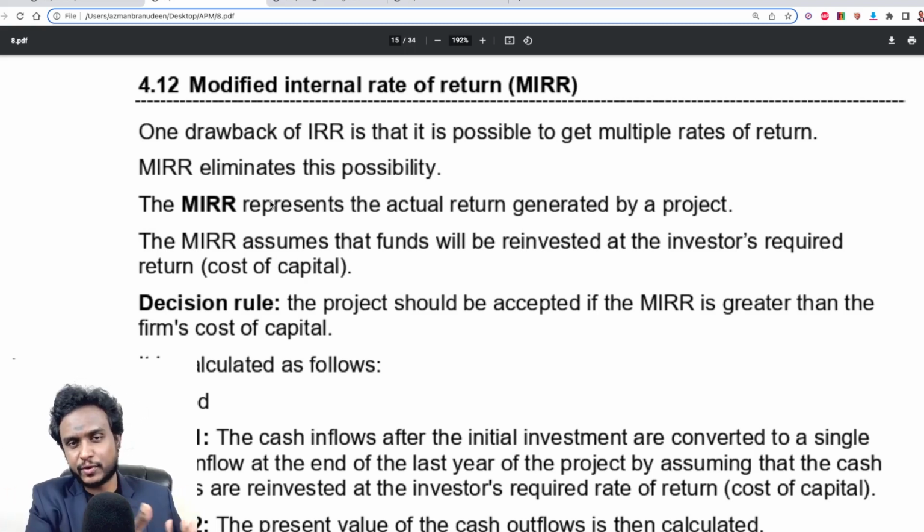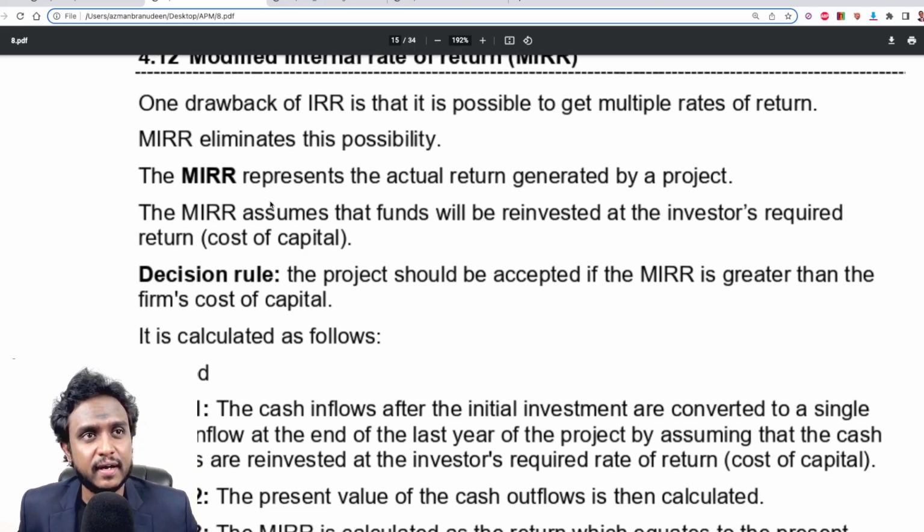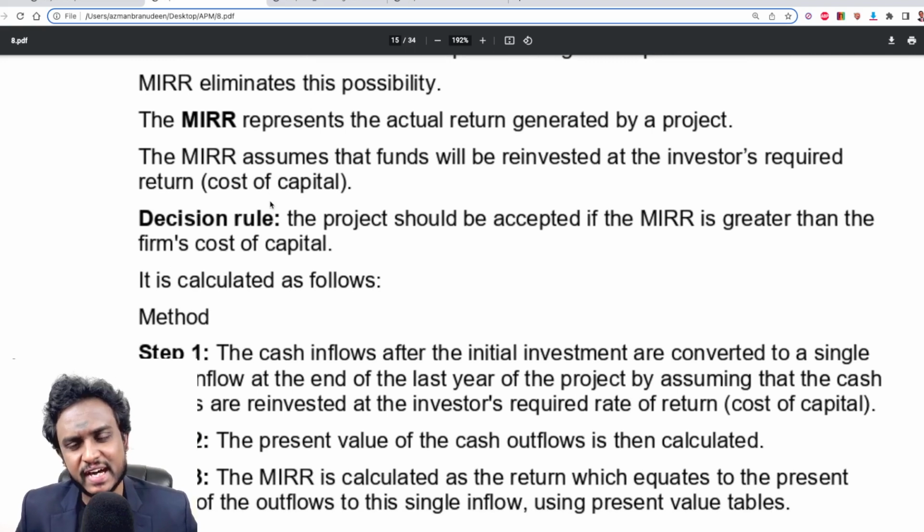So whatever returns you keep making, right? When you calculate the NPV, every year you'll be gaining some returns. What it does in the MIRR calculation is those excess returns are not kept with you. Those are further reinvested at the firm's or the project's cost of capital. So you keep bringing it in terms of NPV or present values into the calculation. That's exactly what happens with the MIRR. Same as IRR, if the MIRR is greater than the cost of capital, you accept it, because it means you're making more, right?